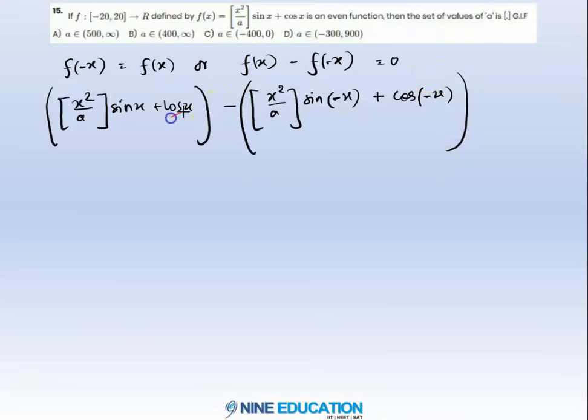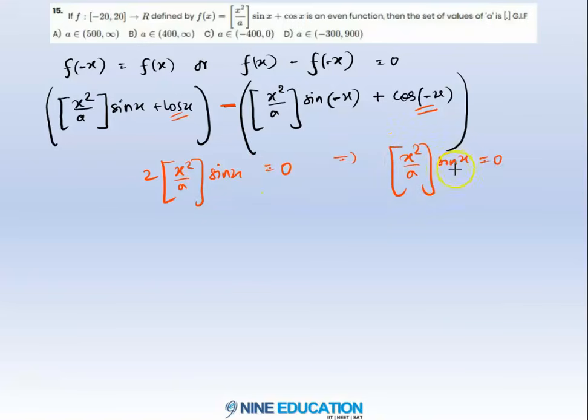Since cos of x and cos of minus x are the same, the cos x term will get cancelled and we'll be left with box of x square by a sin x, because sine of minus x, this minus will come out and make this plus. So 2 times of this is equal to 0. Again 2 will go to the right side. So we are left with box of x square by a sin x is equal to 0.